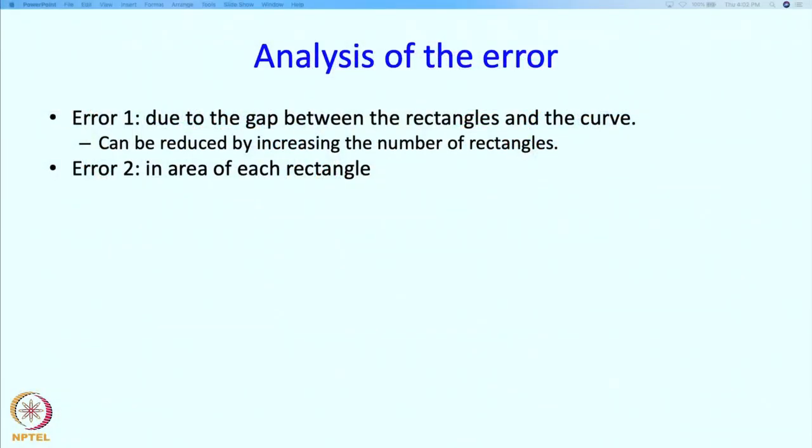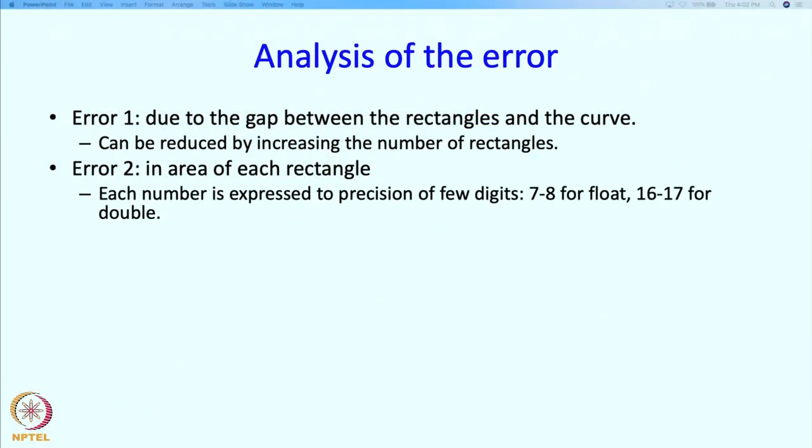But that is not the only error. In the area of each rectangle also we have some error. Why is that? Because each number is expressed to a precision of a few digits. So if our numbers are floats, then we only get 7-8 digits. If our numbers are doubles, then we only get 16-17 digits.